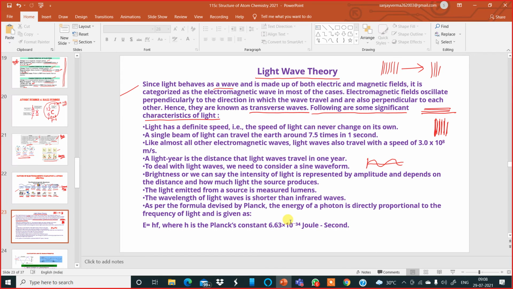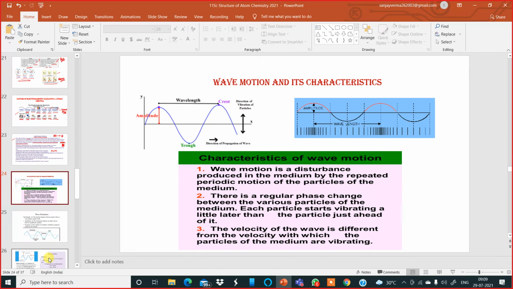Now, this light wave theory, you can have a look at it in the textbooks. I have simplified this light wave theory for all of you, so you can have a look at page number 103 in my textbook, where it is written as nature of light. Number B, wave theory. There are 5 points given, and after that, wave motion and its characteristics have been discussed very properly. Now, moving to our next slide regarding wave motion and its characteristics.